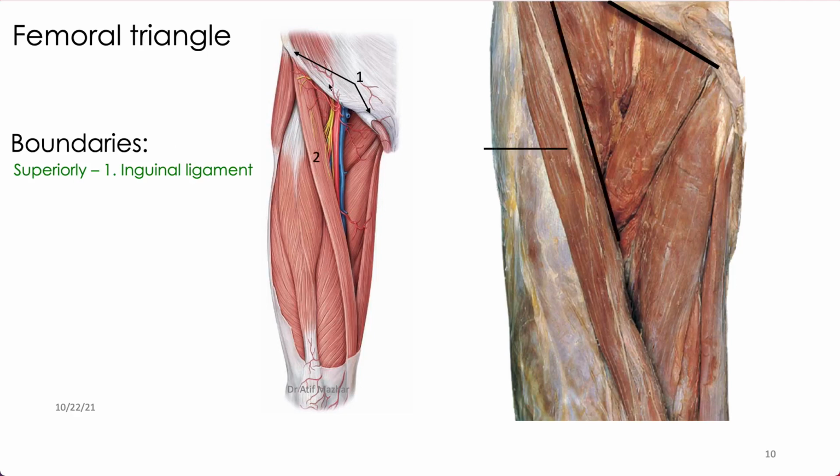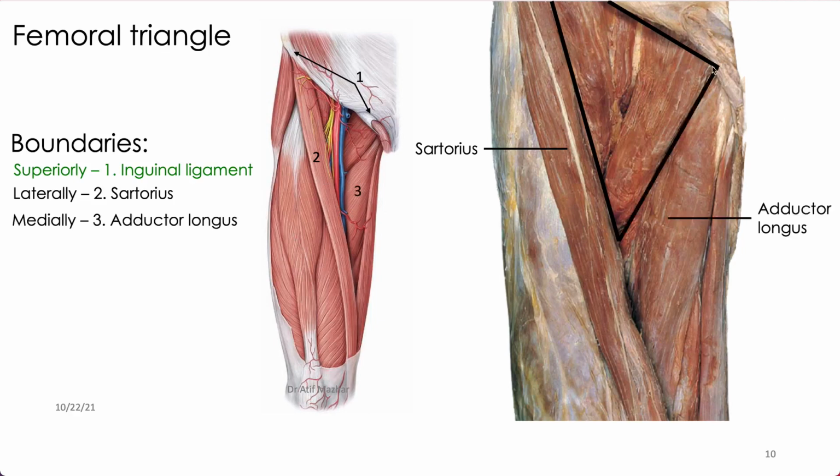And then laterally, we have this muscle. We have talked about it. This is the drawing, and this is the real picture. So you can see the sartorius, which is located laterally. And then comes the medial part of my triangle, and there's a muscle, adductor longus. So you can see this adductor longus on both sides, and that's placed medially.